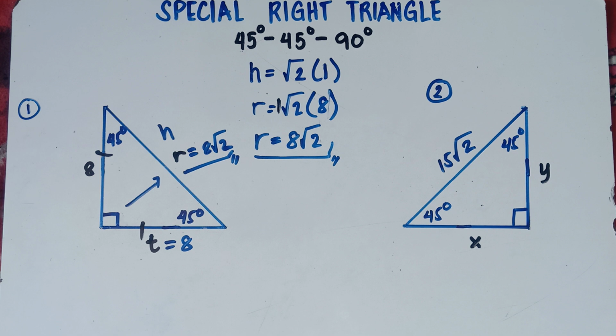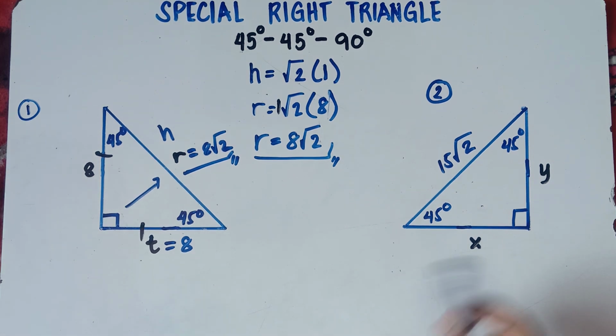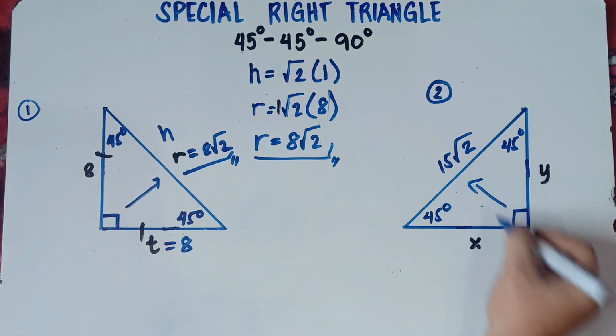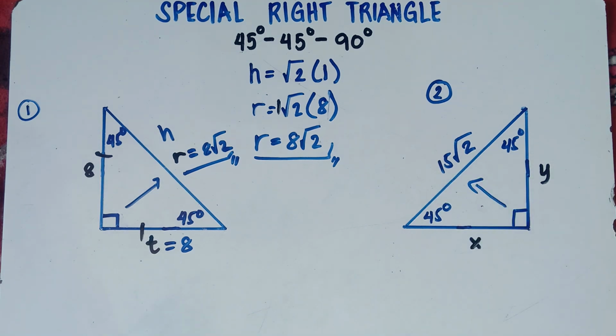So let's try another example, number 2. We have a given hypotenuse, once again opposite of this 90 degrees angle. This is the hypotenuse.